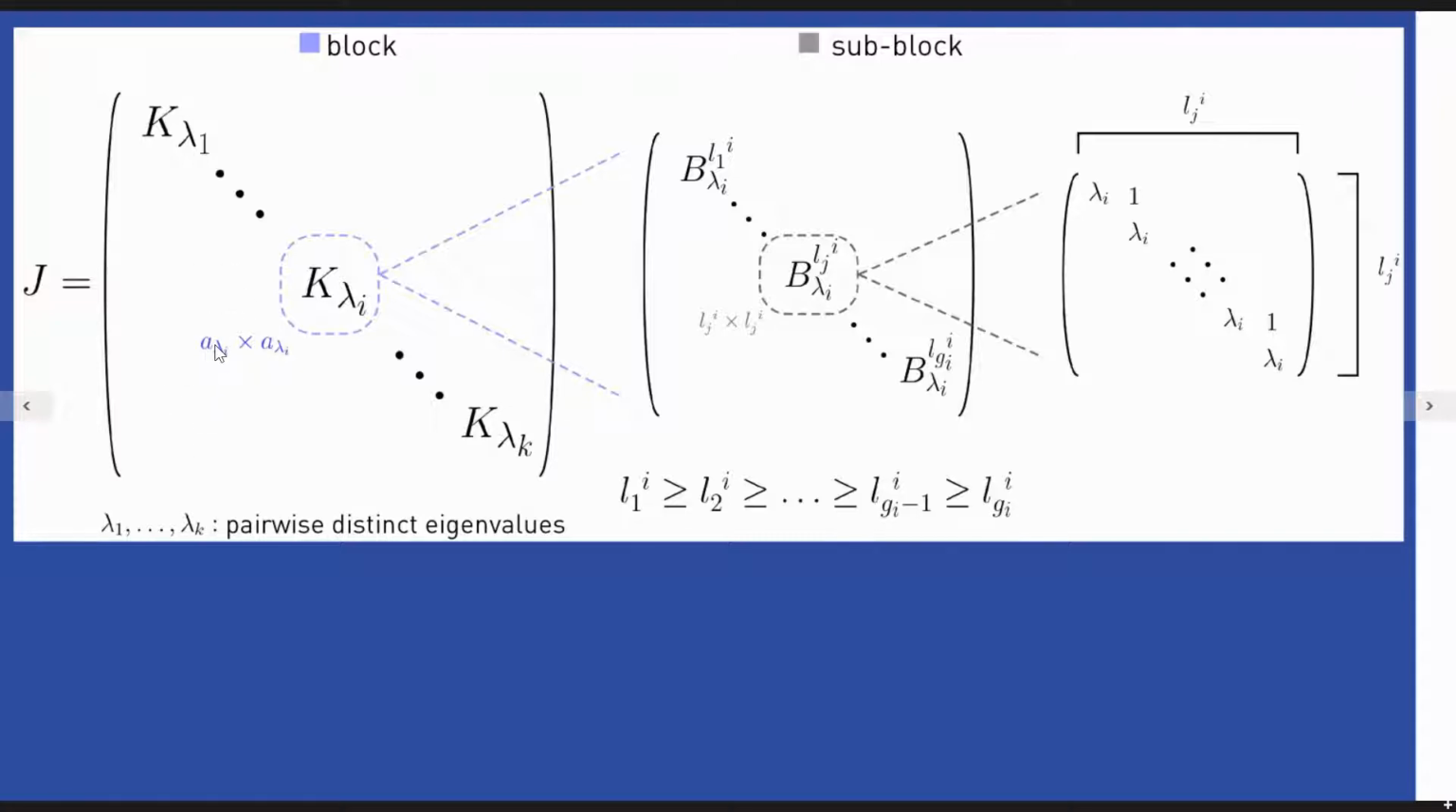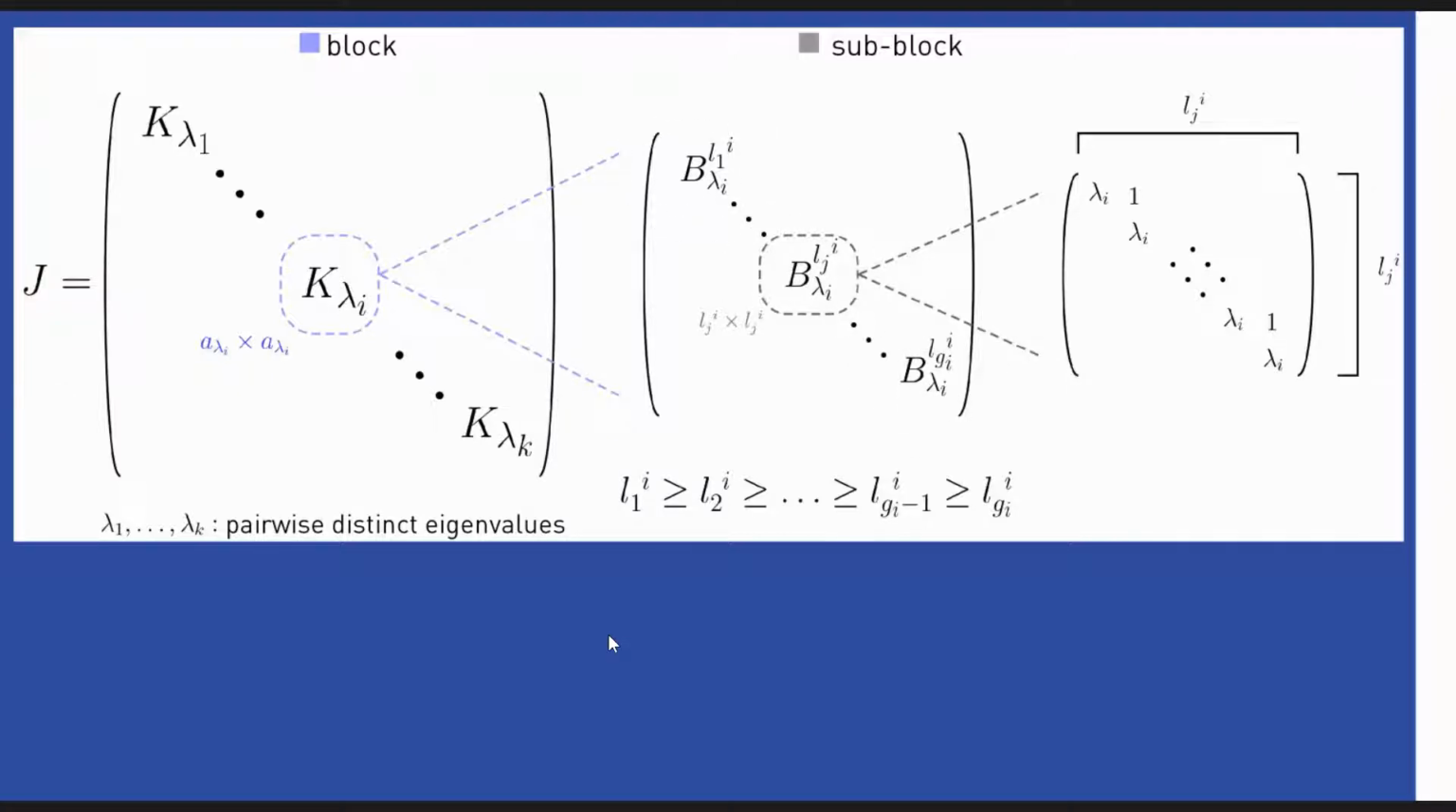Now let's take a look at the structure of one of these larger Jordan blocks K_lambda_i. Each of the larger Jordan blocks K_lambda_i is decomposed into smaller Jordan subblocks of some length l_j,i larger or equal 1. And we don't know the length of these Jordan subblocks yet.